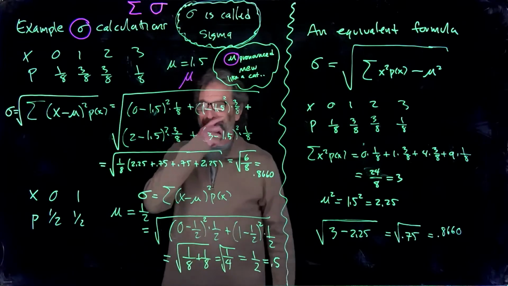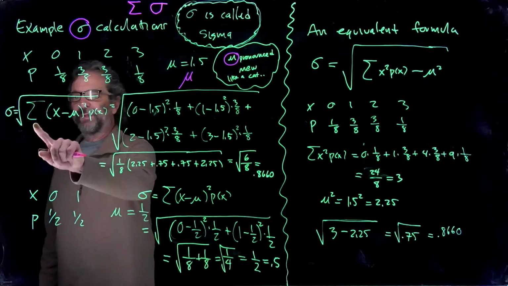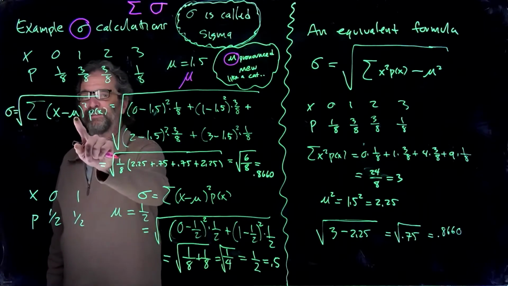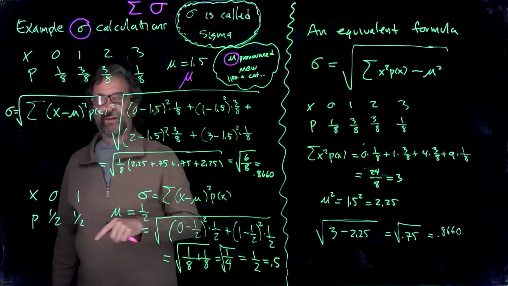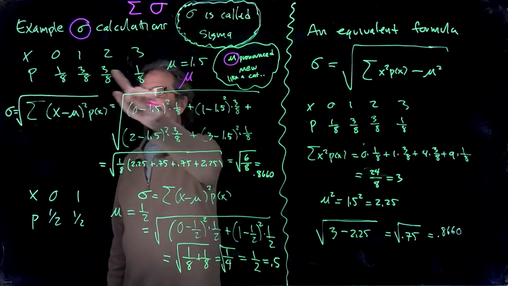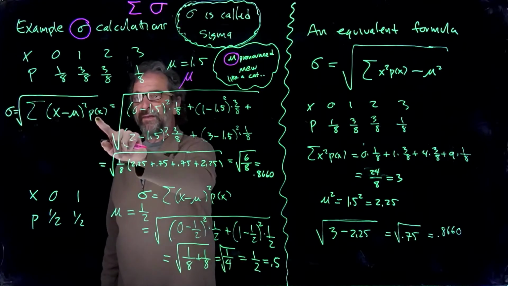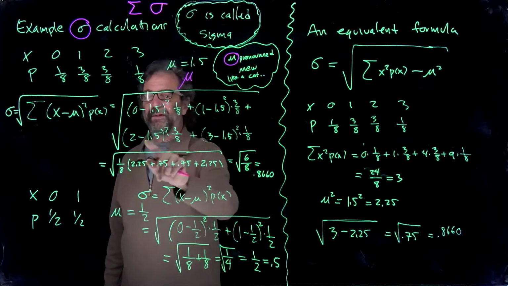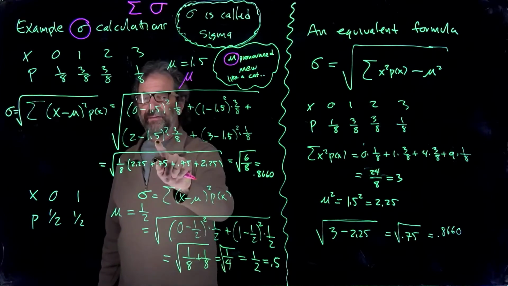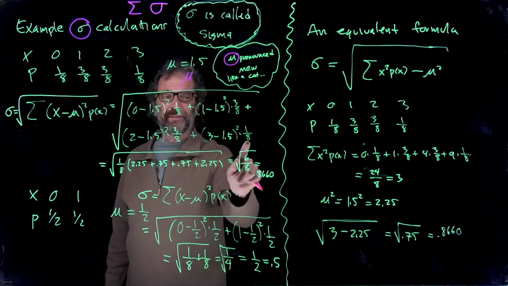Haha, okay. So we want to compute some sigmas. The formula for sigma is the square root of the sum of possible values minus mu, squared, times their probabilities. So here, the mu is 1.5. The values are here. So you get 0 minus 1.5 squared times its probability. There it is. 1 minus 1.5 squared times its probability. 2 minus 1.5 squared times the probability of 2. And 3 minus 1.5 squared times the probability of 3.